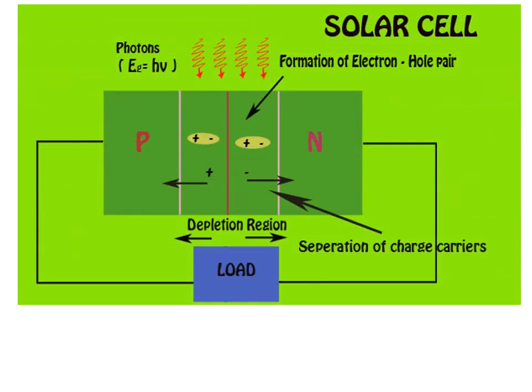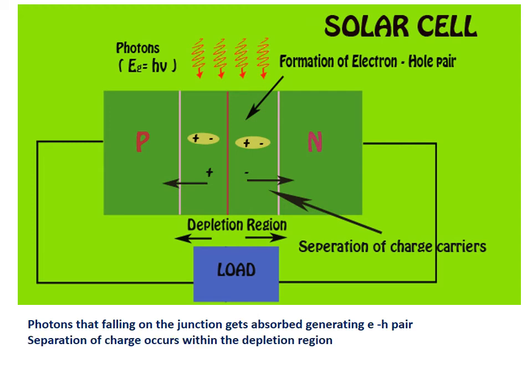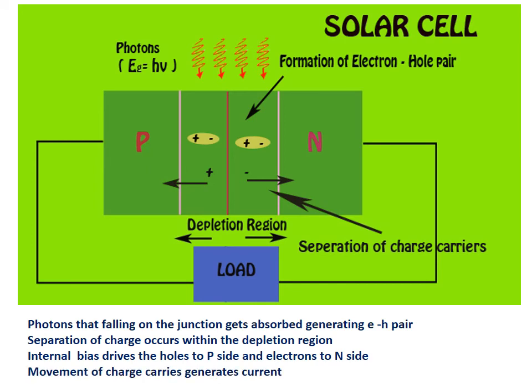A solar cell converts light into electricity by the photovoltaic effect. Three things happen when light falls on a solar cell: absorption, generation, and extraction. Light that falls on the junction gets absorbed, generating electron-hole pairs. And these electron-hole pairs get separated within the depletion region. And the internal bias drives these separated charge carriers to the external circuit, producing a current in the circuit.